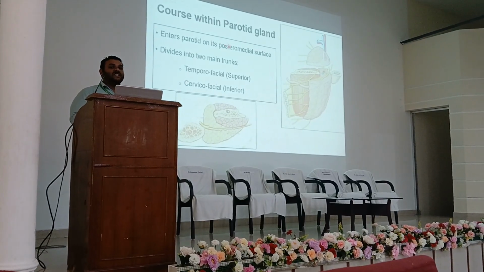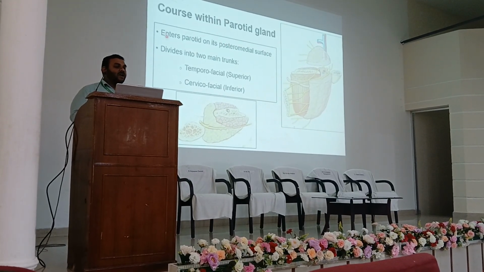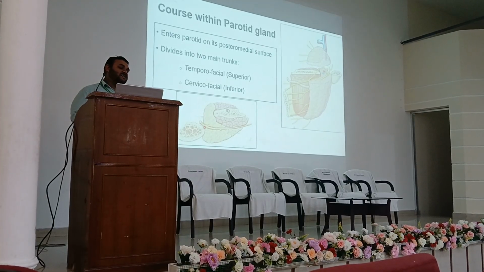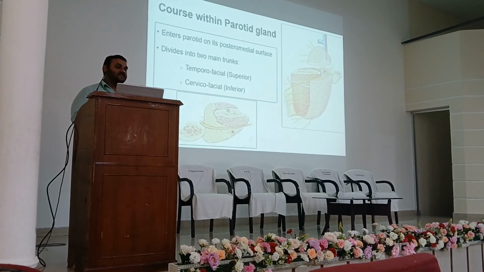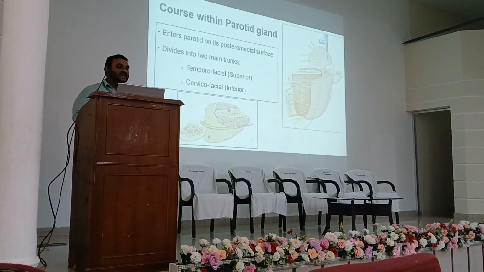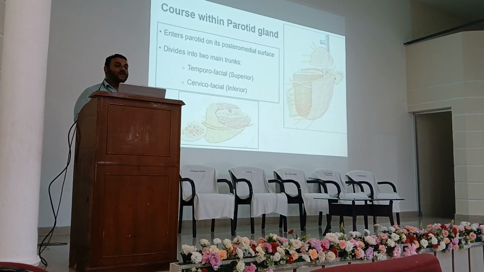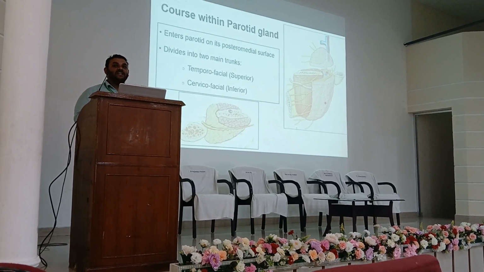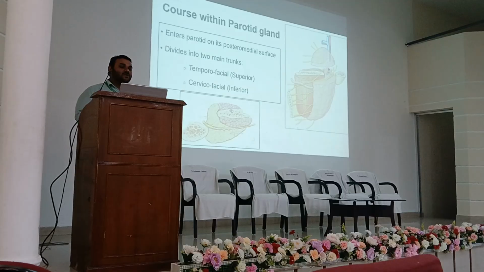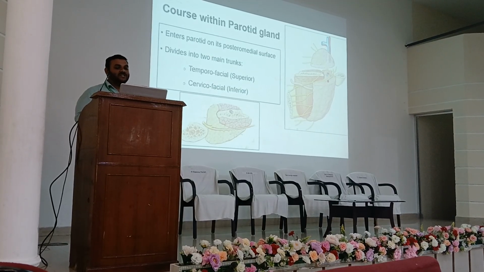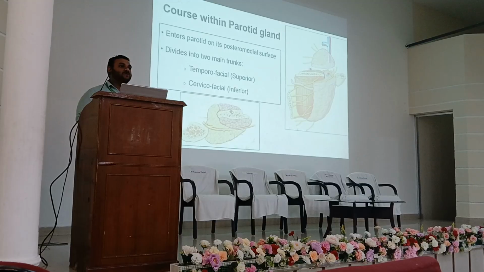Next, the course within the parotid gland. This is the parotid gland, and this is the posteromedial surface, this is the anteromedial surface, and this is the superficial surface. The facial nerve enters the posteromedial surface of the parotid gland and divides into two trunks, the superior trunk and the inferior trunk. The superior trunk is called the temporofacial trunk, and the inferior trunk is called the cervicofacial trunk. These two trunks are united to form a plexus.